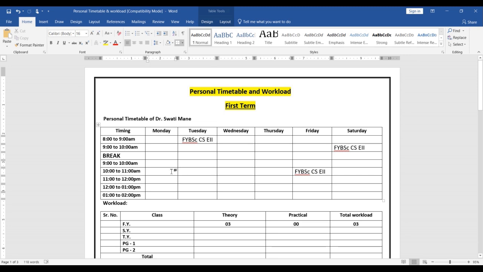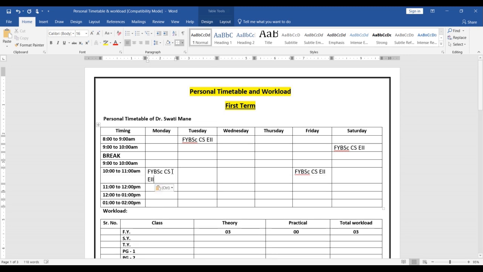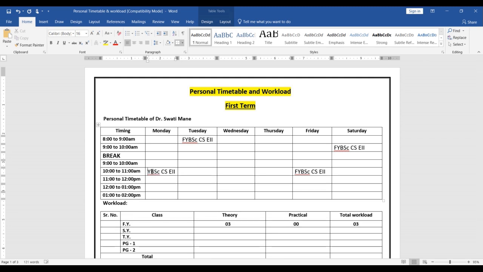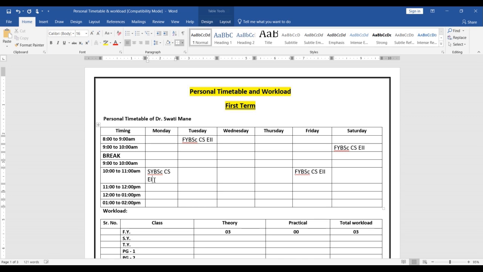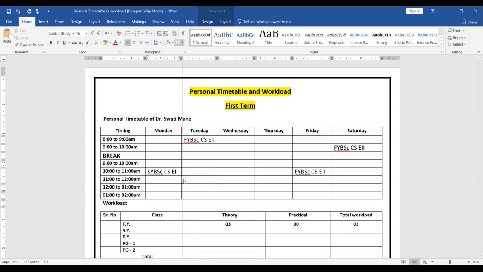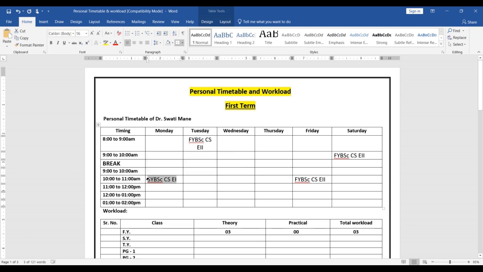Now let's go for, suppose I have SY BSc CS Electronics 1 paper in my workload. Then I have to mention first lecture slots for the same. So let's take for Monday. Suppose I have SY lecture at 10 o'clock. I have to mention my SY lecture first on Monday. Then same lecture suppose I have on Tuesday at 12 o'clock. I have to mention the same. And on Wednesday I have the lecture at 9 o'clock. So I have mentioned all my theory lectures of second year BSc Computer Science SY.